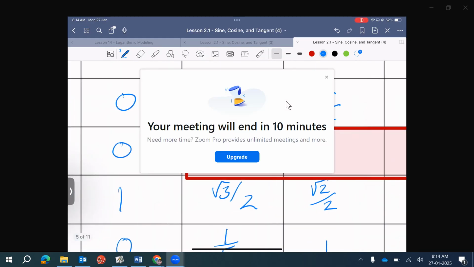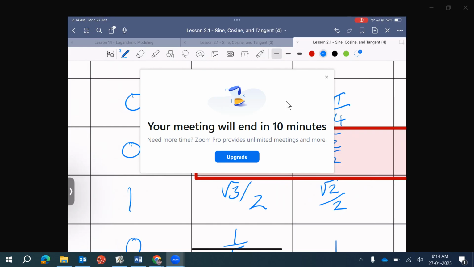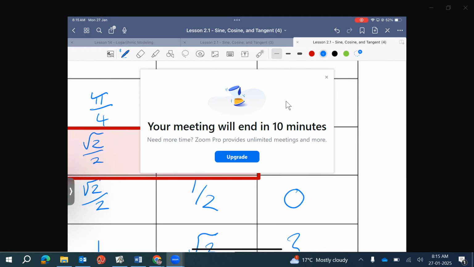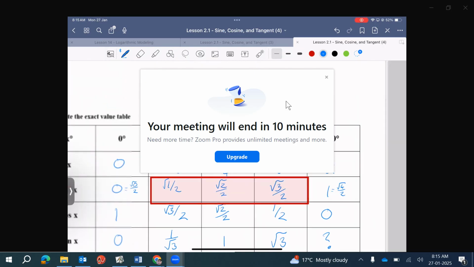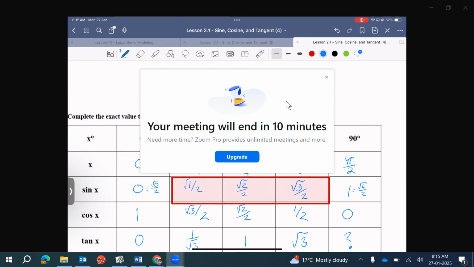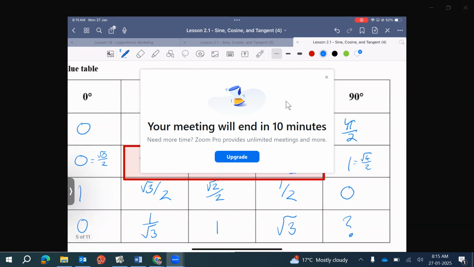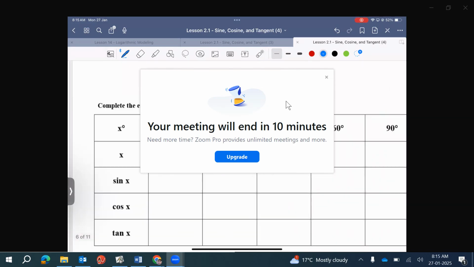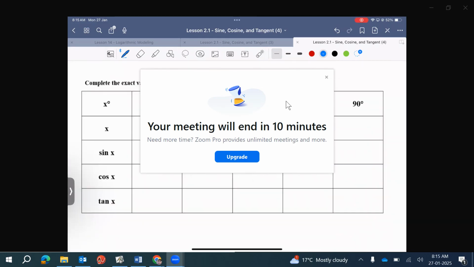If you want, you can remember this one as root 0 over 2 and simplify. You can remember this one as root 4 over 2, because root 4 is 2, 2 over 2. So it's 0, 1, 2, 3, 4 over 2. And then cosine is just sine written backwards. And tangent is sine divided by cosine. So you need to be able to take a table like this one and write it out.